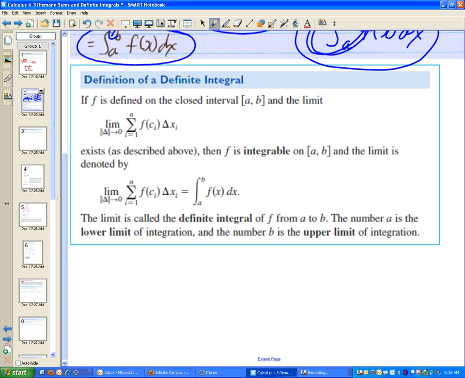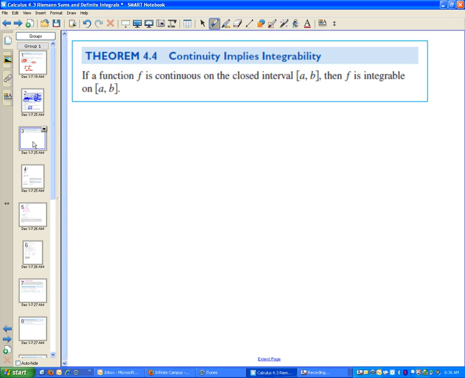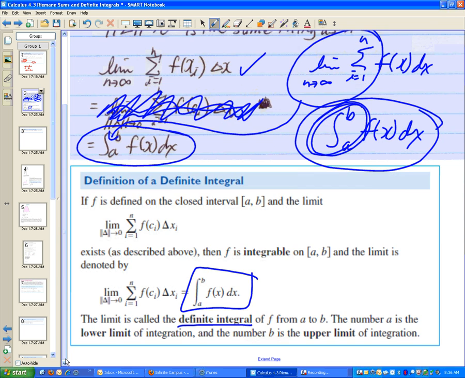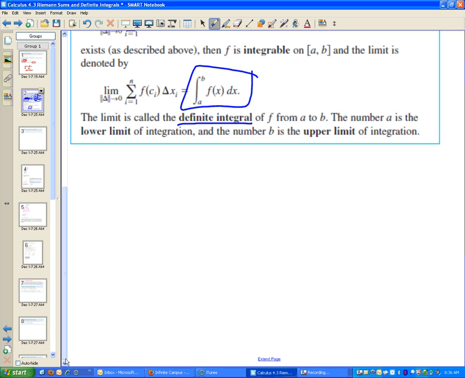Okay, so that's called a definite integral when you write it like this. All right, from a to b. a is the lower limit of integration. b is the upper limit of integration. All right, so put this in your notes.